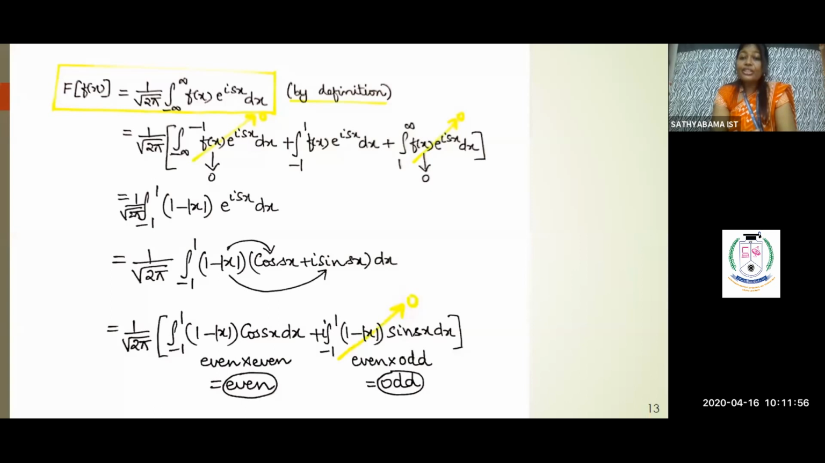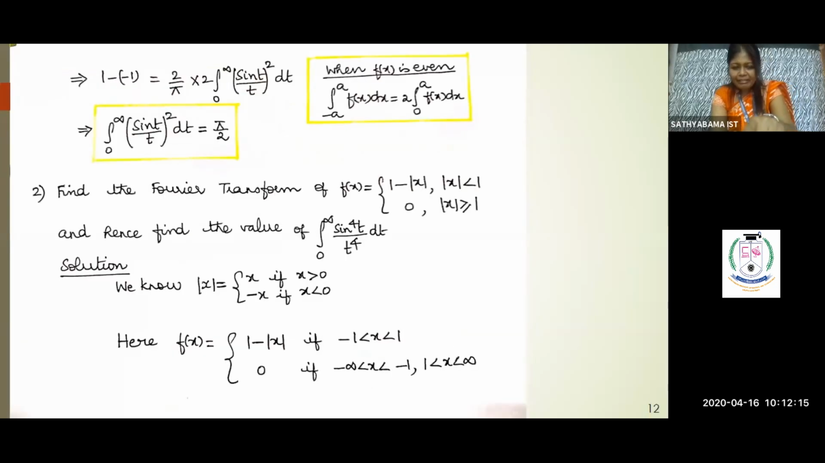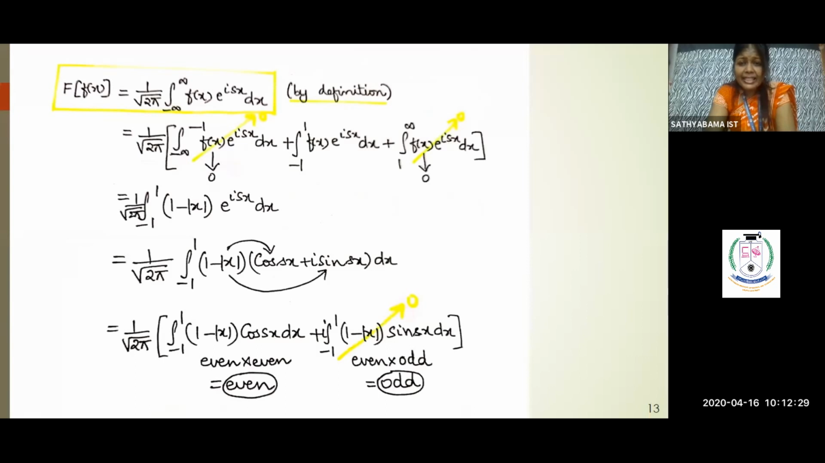Now, how should you split minus infinity to plus infinity? As minus infinity to minus 1, plus minus 1 to plus 1, plus 1 to infinity. So that is exactly what I've done, because this is how f of x is defined. Okay, so I've split it. Now, look at the definition. Look at the last line. From minus 1 to plus 1, what is the value of f of x? 1 minus mod x. Okay. And what is the value of f of x from minus infinity to minus 1 and 1 to infinity? It is 0.